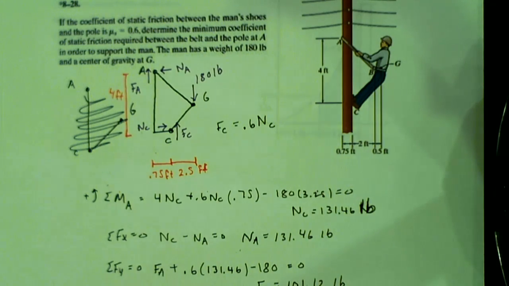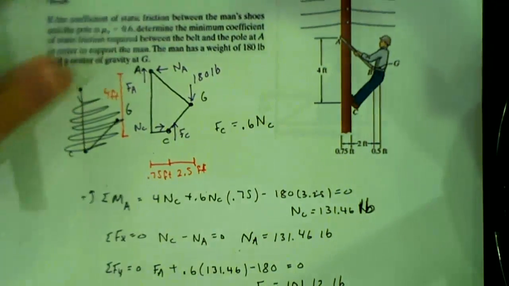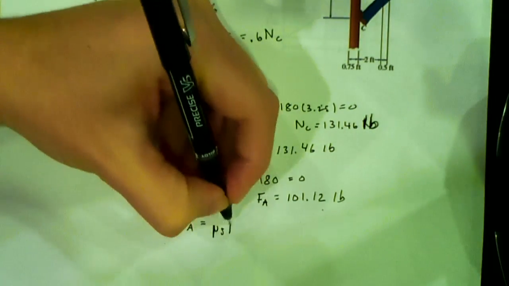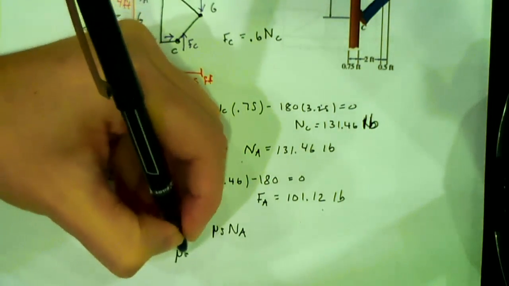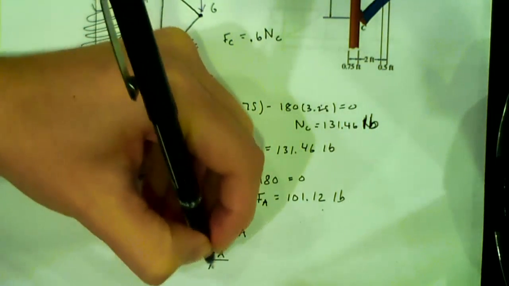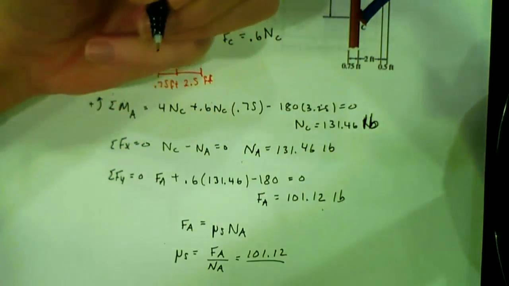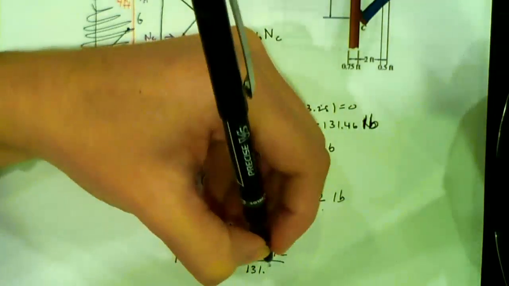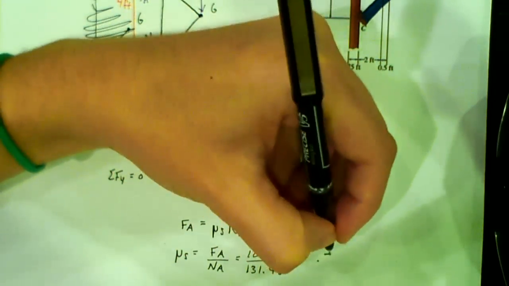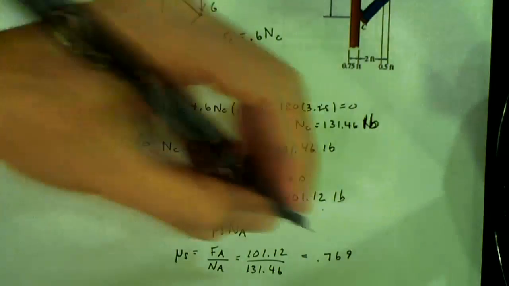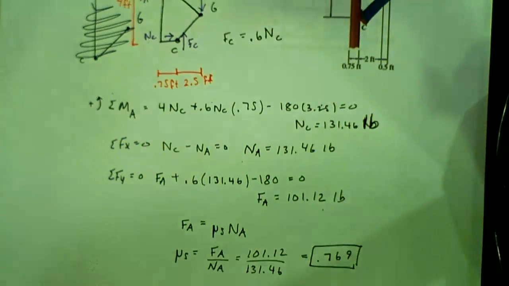So we can say that FA is equal to mu S times NA. So the mu S we're looking for is FA over NA, so it's 101.12 divided by 131.46, which gives you 0.769. What should our units be? Good, no units. And that's our frictional coefficient. So the key concept for friction is, don't forget that it's mu times the normal.